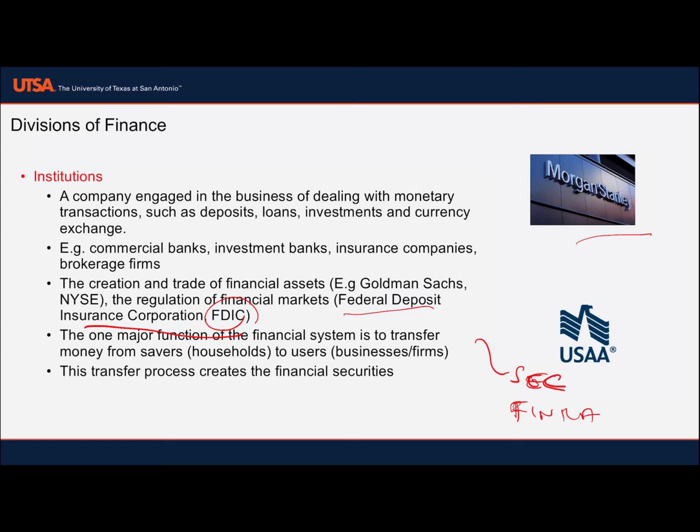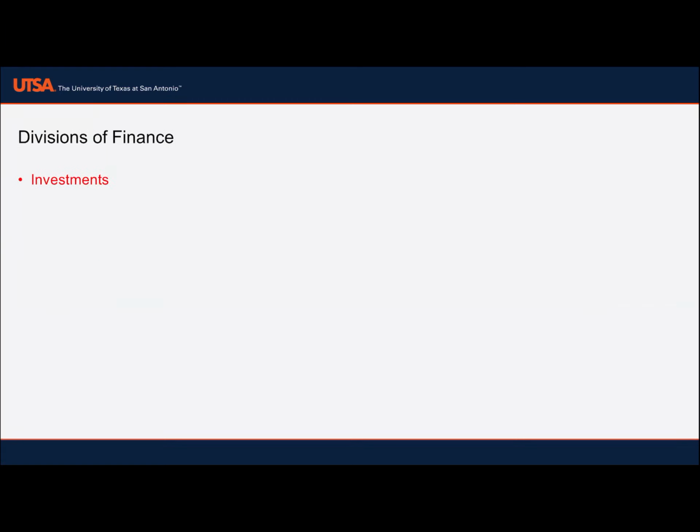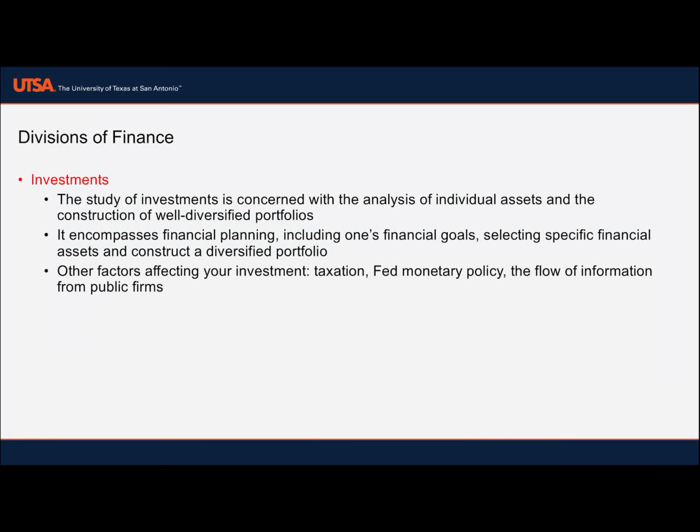or FINRA. SEC is Securities Exchange Commission. FINRA is Financial Regulatory Agency. And there are many other regulatory agencies. And one major function of the financial system is to transfer money from savers to users. So this transfer process creates the financial securities.